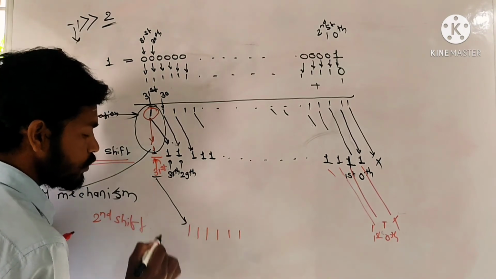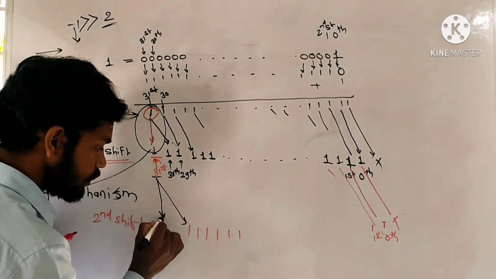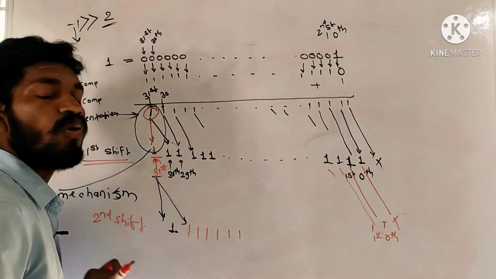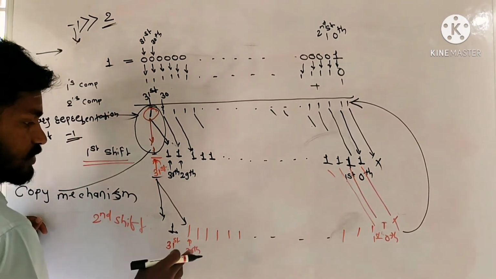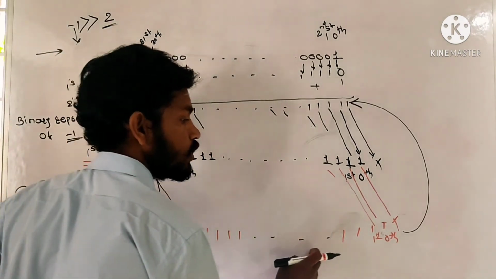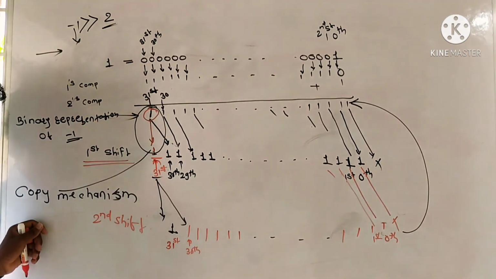Again this 31st bit will be copied to the 30th position. Also the 31st bit will be copied to the 31st bit of the result. After doing the second shift, we got the result as all 1s. All our bits are 1.